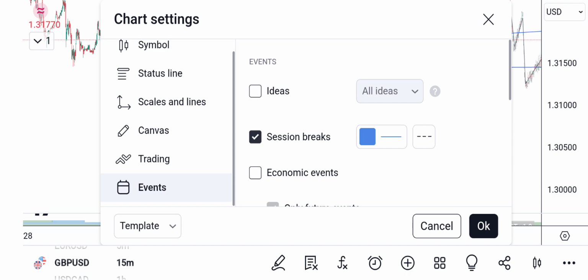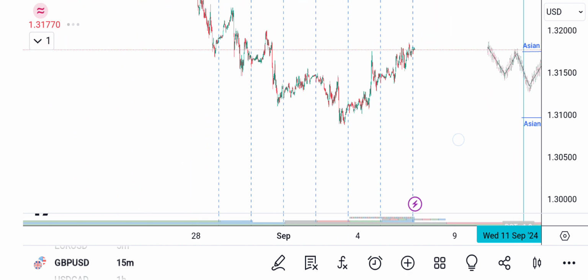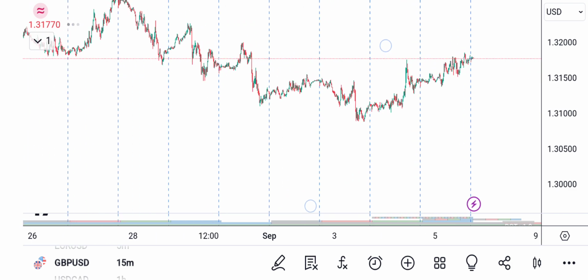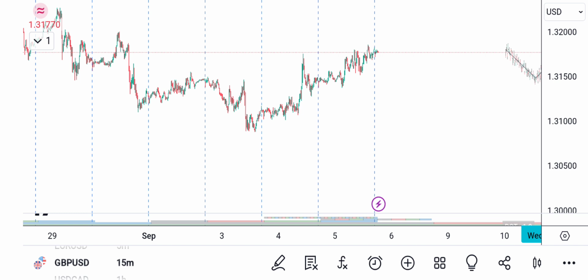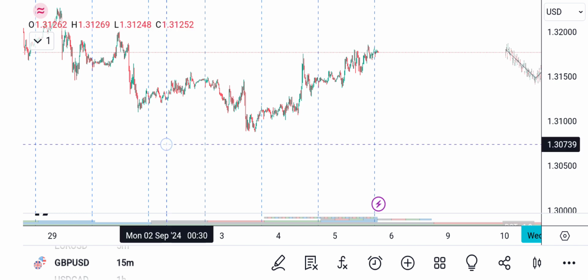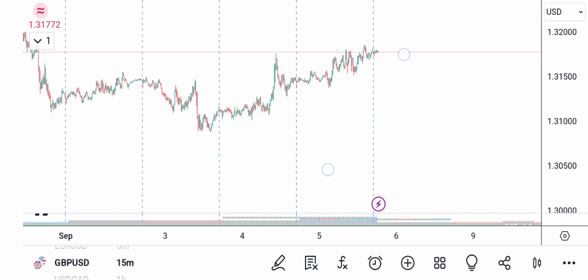Toggle on your session breaks. When you toggle on session breaks, it's going to bring these daily dividers. I hope you know about it. This is the trading of yesterday, the previous day, the previous day. This is daily trading, everything that happened in the past days. Let me show you how this works.